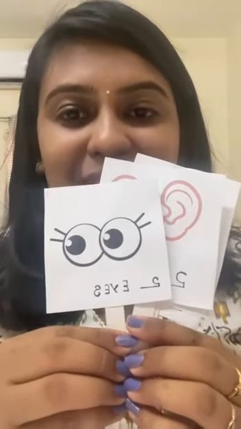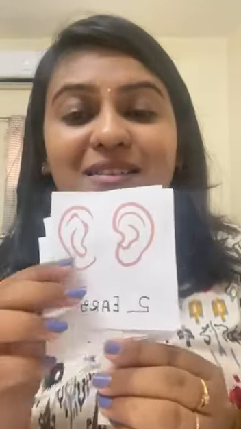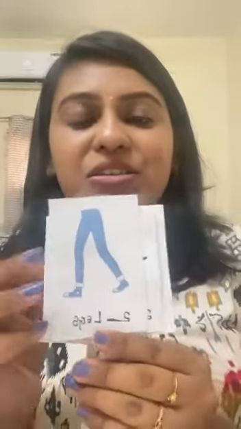Did anybody notice what the boys have? Did you? Did you? Come, let me tell you. The boys have 2 eyes, 2 ears, 2 hands, and 2 legs. What do the boys have? The boys have 2 eyes. They have 2 ears, 2 hands, and 2 legs.